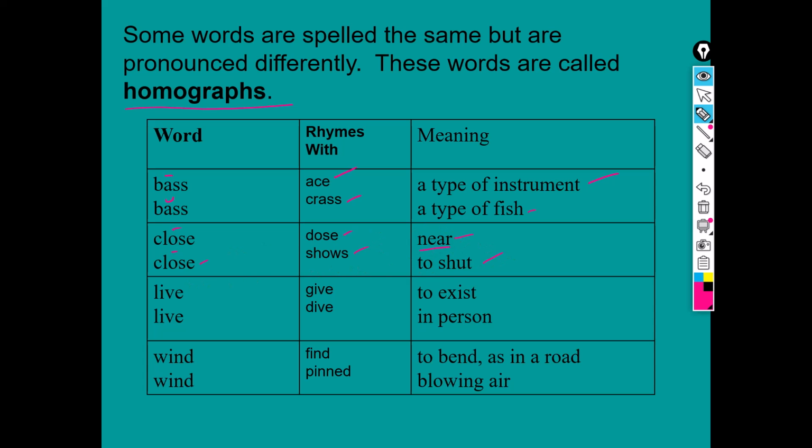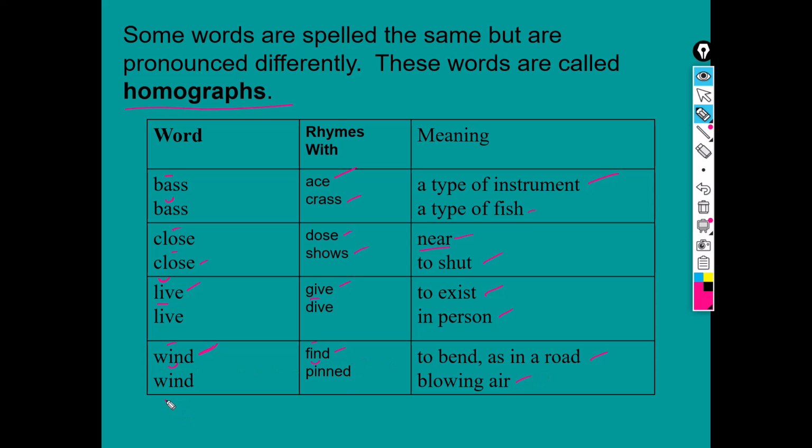They sound different. Live sounds like give, to exist. Live sounds like dive, in person. They're spelled the same, but pronounced differently. How about wind? Sounds like find, to bend, as in a road. How about wind? Sounds like pinned, blowing air. So they're spelled exactly the same, but they sound different. Homograph is what you're talking about there.